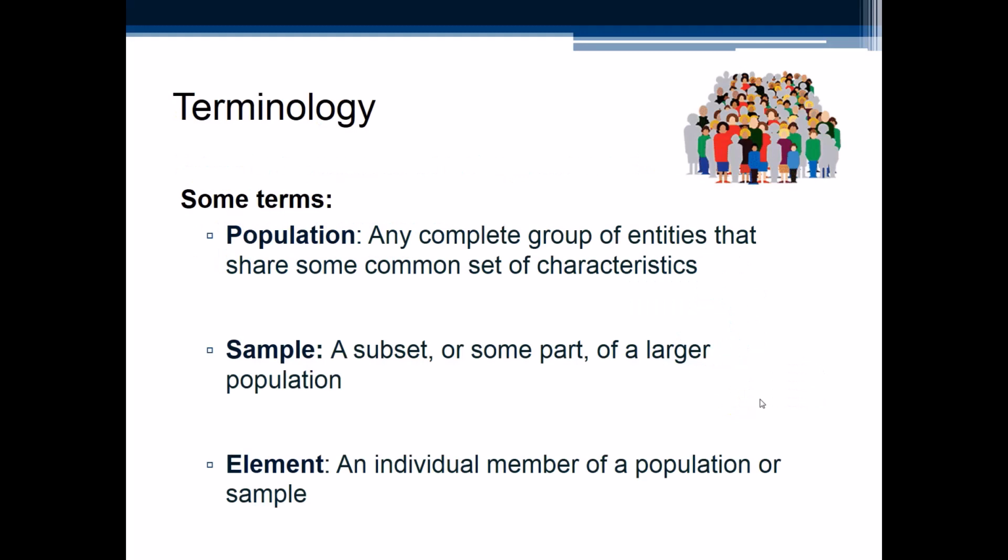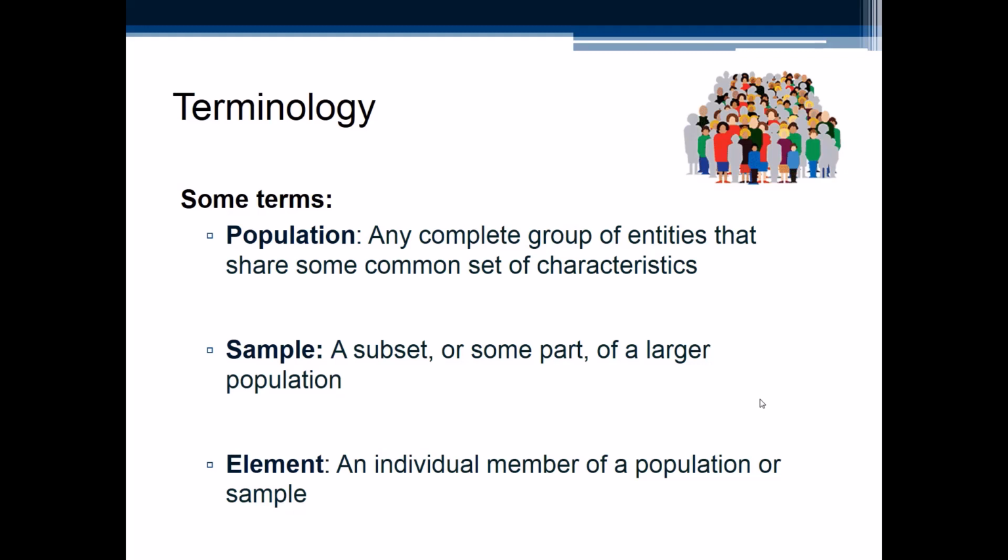Some terminology to be aware of is listed here. We've got population, sample, and element, and be familiar with each of these terms in this type of research setting, because I'll be using them fairly consistently throughout the remainder of the unit. We've got the term population, which simply refers to the entire group of things or the entire group of people that we're interested in for our research purposes.